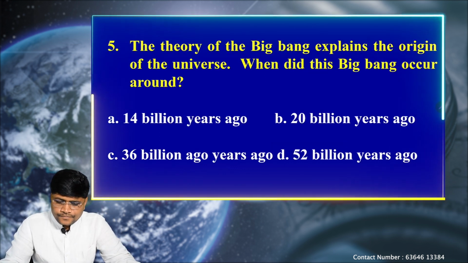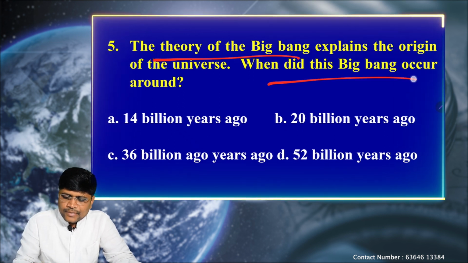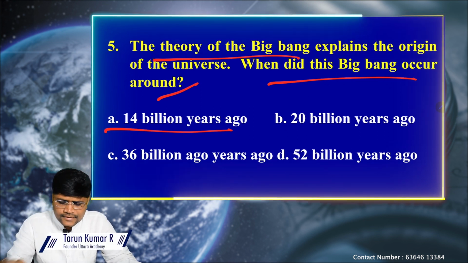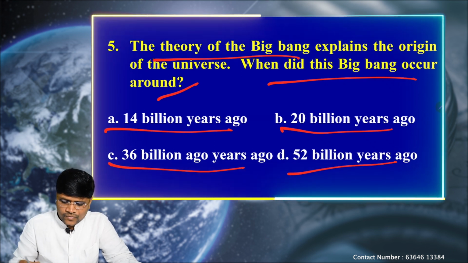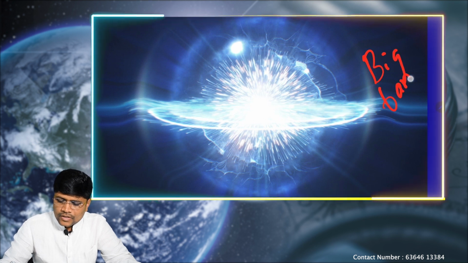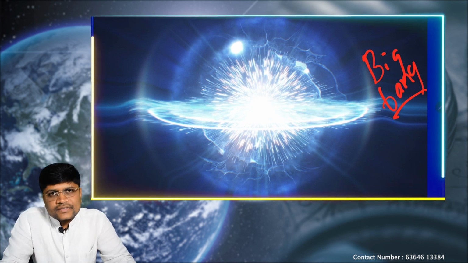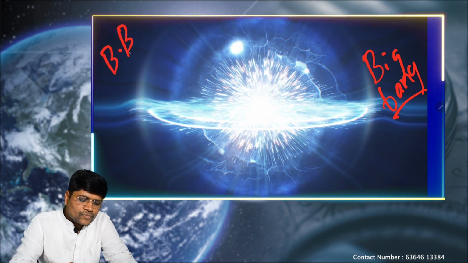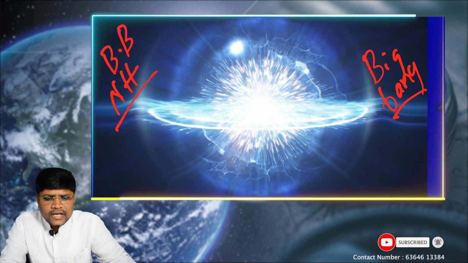Next question. The theory of the Big Bang explains the origin of the universe. When did this Big Bang occur around? The options are A 14 billion years ago, B 20 billion years ago, C 36 billion years ago, and D 52 billion years ago. The word Big Bang refers to a big explosion. First of all, there are a good number of theories explaining the origin of the universe, out of which the most popular one is the Big Bang and the second one is the nebular hypothesis. These two hypotheses are universally accepted.